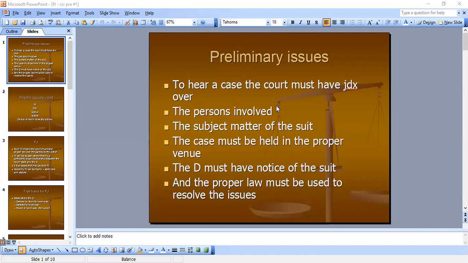So to hear a case, the court must have jurisdiction over the case. The court must have jurisdiction over the persons involved and the subject matter of the suit. The case must be held in the proper venue, and the defendant must have notice of the suit. And the proper law must be used to resolve the issues. So that goes into choice of law and all of that. Okay, so these are preliminary issues.